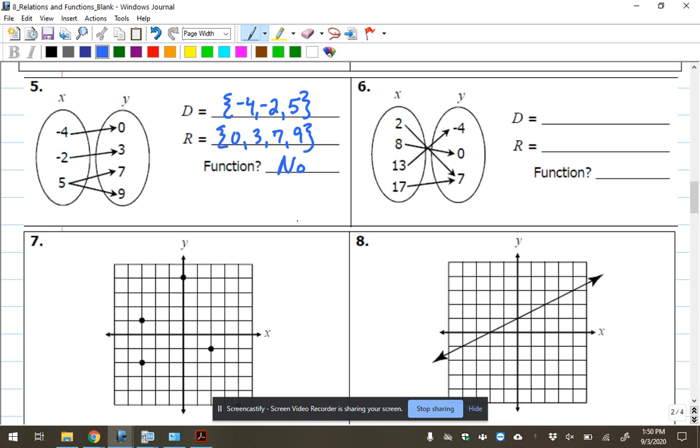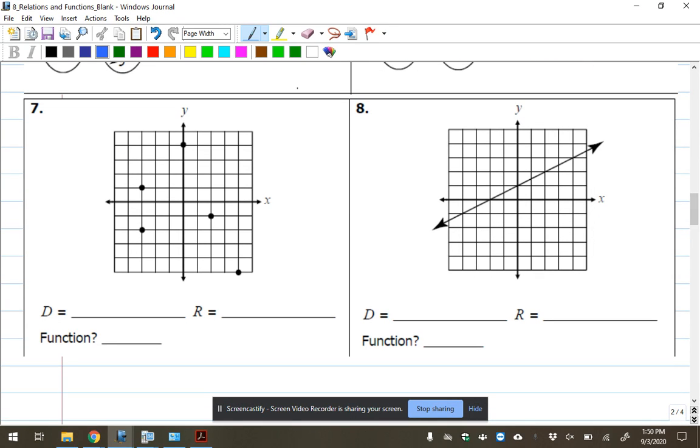All right, 7. Is that a discrete or a continuous graph? Discrete. Why? Because they're not connected. They're separate points. That's what we mean by discrete. It's separated. Okay. Could you connect it? You don't need to.